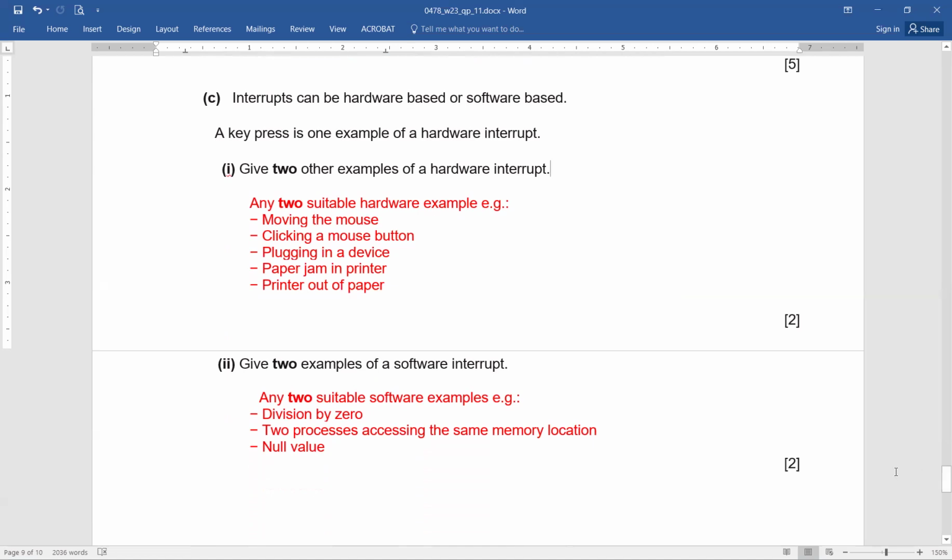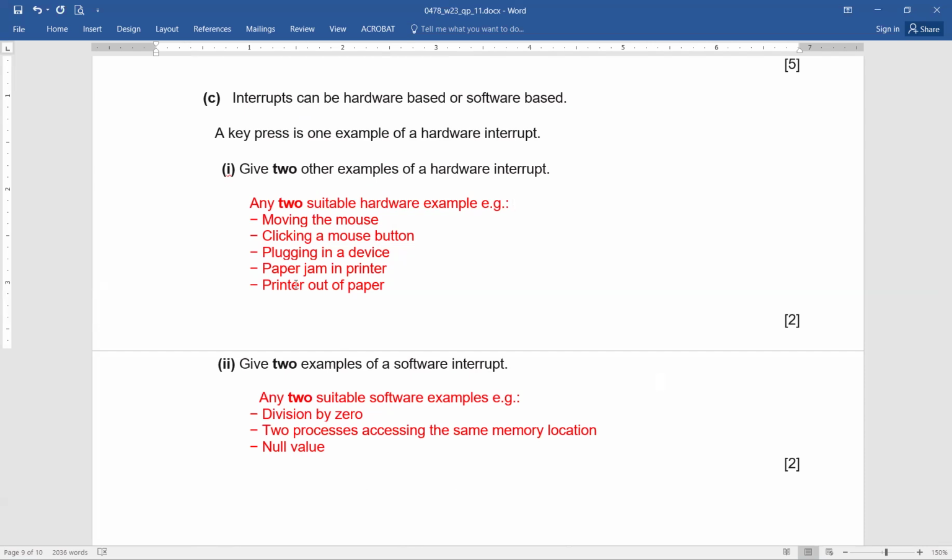Like for example, right now, if I am moving this mouse, this is also generating an interrupt. If I type something here, I'm just giving you an example. I typed 6 here, for example. I deleted. So typing this digit 6 raised the interrupt. Or similarly, if I deleted, again that had raised the interrupt. So this has been happening constantly, moving the mouse, clicking the mouse, plugging in a device, paper jam in a printer, printer out of paper. So any 2 examples are going to give you 2 out of 2 for the hardware interrupt.